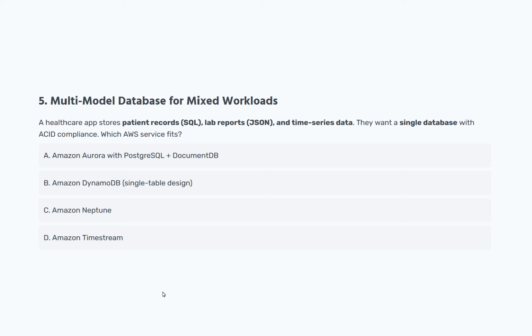So Timestream you can't take because you need patient record SQL. Neptune is a graph database, not a relational database system. It's not going to work. So the answer is going to be answer A.